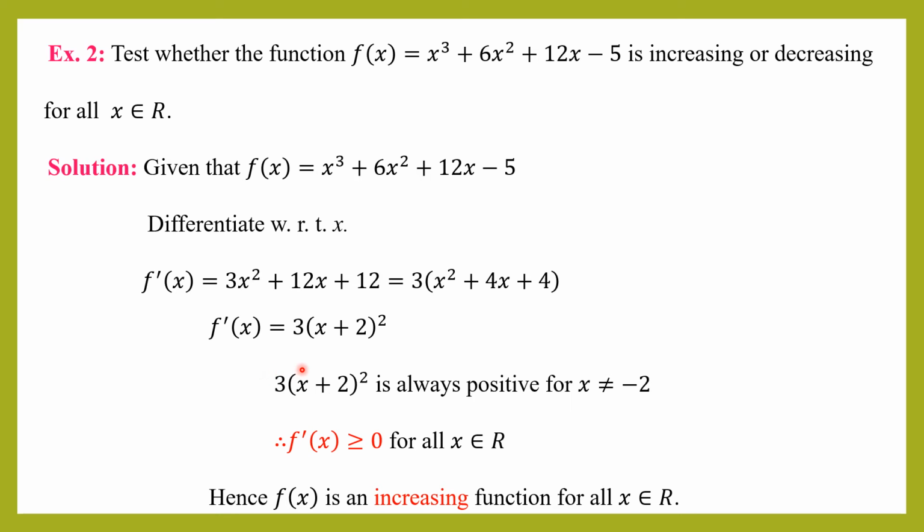F dash of x equals 3 times. Here is a square number, the square of x. 4 is the square of 2. The middle term sign is plus. Therefore, it is x plus 2 whole square, that is x square plus 4x plus 4.